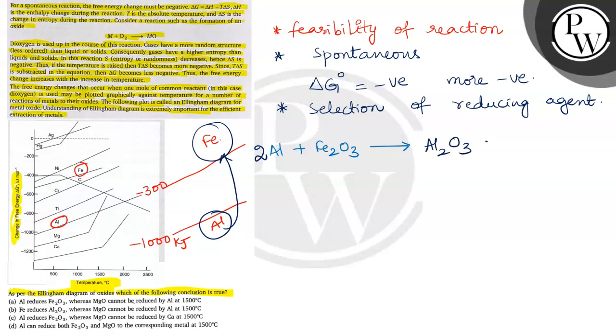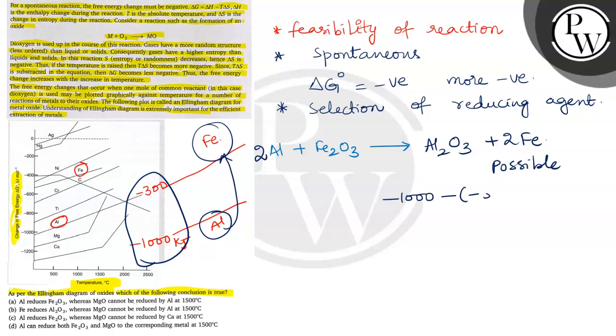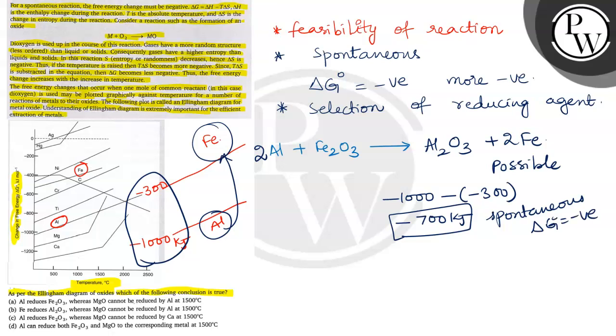Al2O3 and 2Fe. This reaction is possible. Why? Because the difference of these two, यह जो difference है ना, वो बहुत negative होता है. So that is minus 1000 minus of minus 300. This value will become more negative, minus 700 आ जाता. So negative means the spontaneity of the reaction. It is a spontaneous process with a more negative delta G naught value.